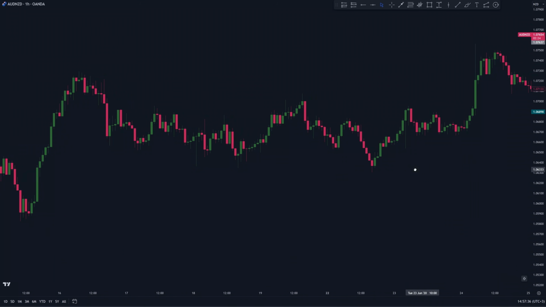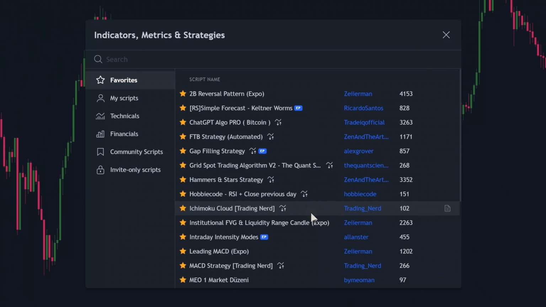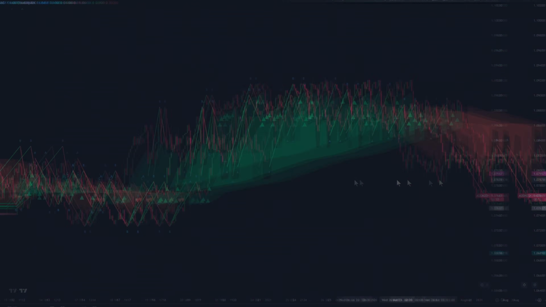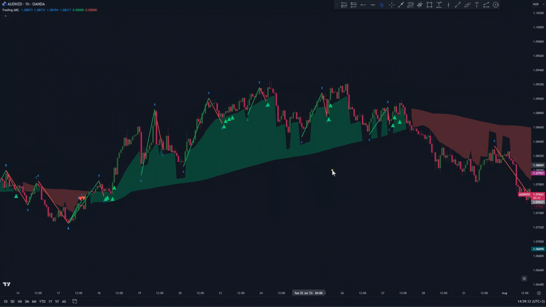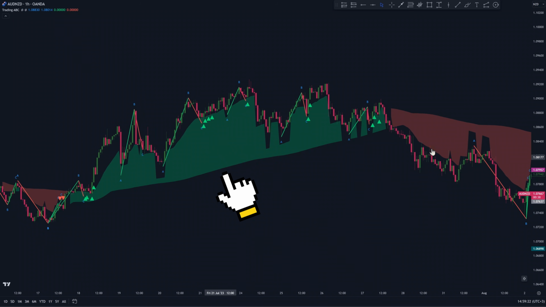Now, to add the Trading ABC indicator to your chart, open the Indicator search tab and type in Trading ABC. Select this one by Lonesome the Blue. Now, after adding this indicator to our chart, you will notice that besides the ABC patterns, it also has these green and red clouds.